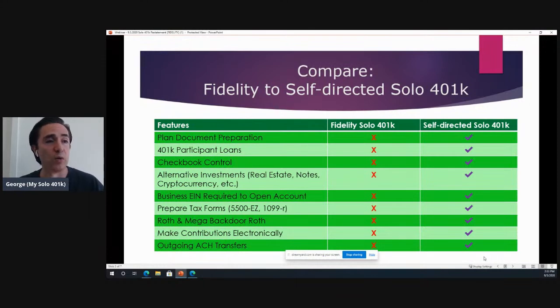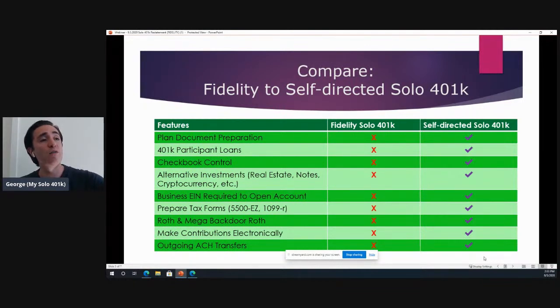Number two, participant loans. So if you go and open up a solo 401k at Fidelity, just to define the terms here, we're talking about going to fidelity.com and setting up their plan. So that's going to be a quote unquote free plan, but you're limited in a number of things, versus coming to us where we are the plan provider. You're using our IRS approved plan, but we don't hold any of our customers' money. So you can have the account at Fidelity.